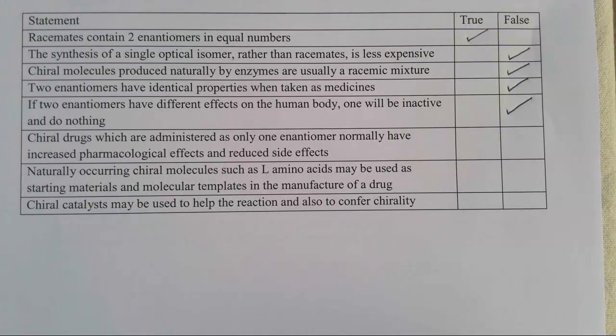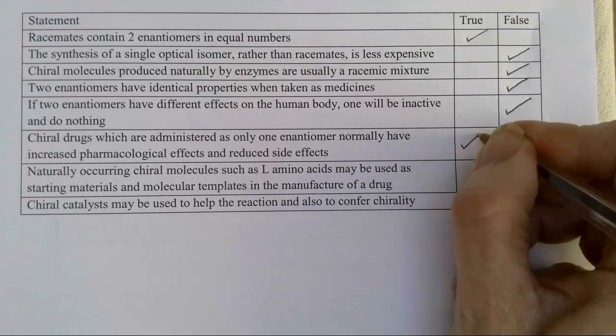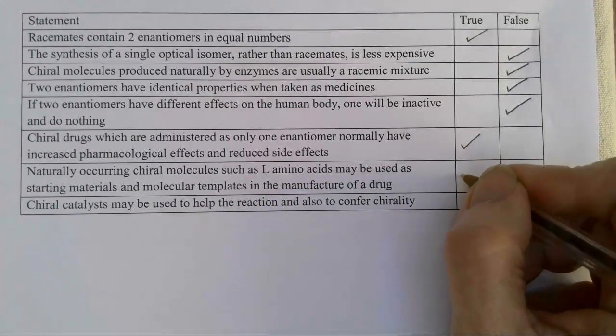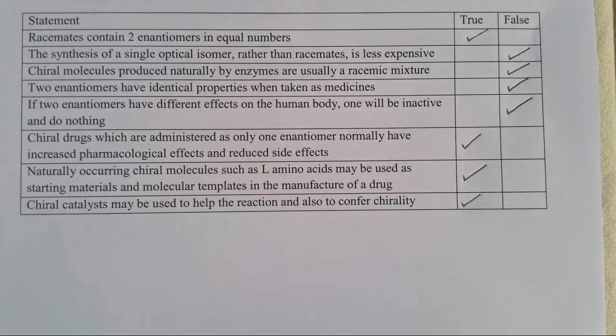Chiral drugs which are administered as only one enantiomer normally have an increased effect and reduced side effects. That is true. It's quite often the other version of the drug which causes a lot of the side effects. Naturally occurring chiral molecules can be used as a starting material, yes they can, and we can use chiral catalysts to confer chirality, and in fact the 2001 Nobel Prize was given for the development of chiral catalysts.